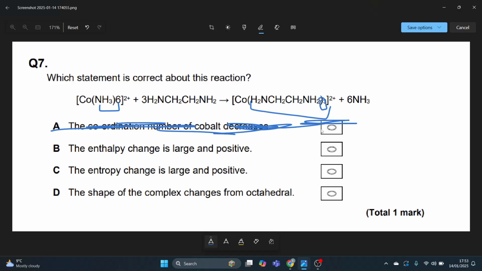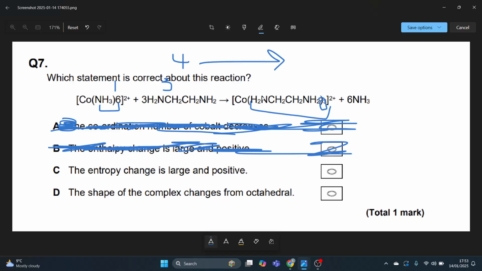The enthalpy change is large and positive. Remember, for these ligand substitution / exchange reactions, the enthalpy change is not large and positive. It's very, very small. Entropy change is large and positive. Let's look at entropy change. Well, I've got 1, 3 here, so that's 4, and I'm forming 1, 6, 7. So yeah, the entropy change will be large and positive. Shape of the complex changes from octahedral? No.